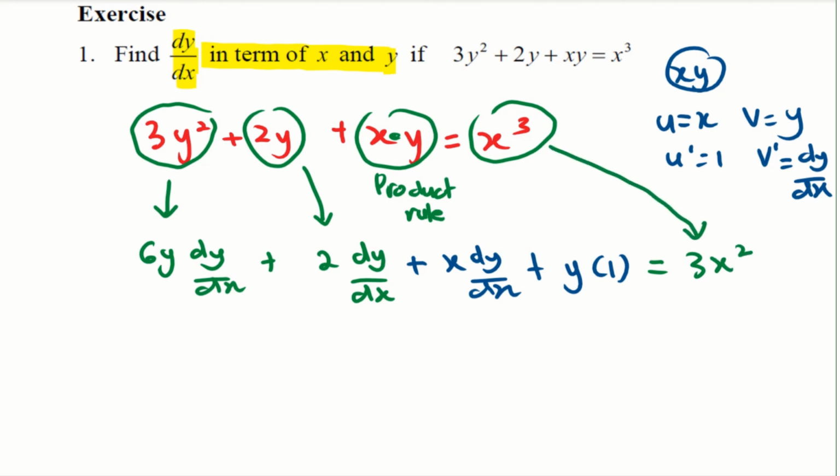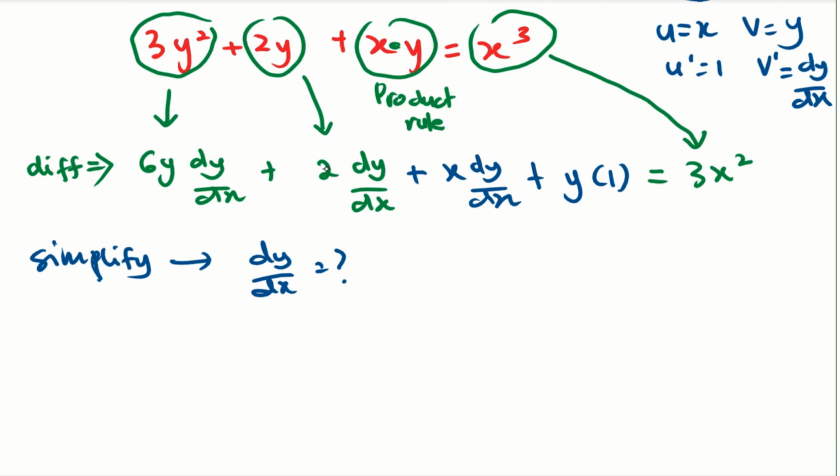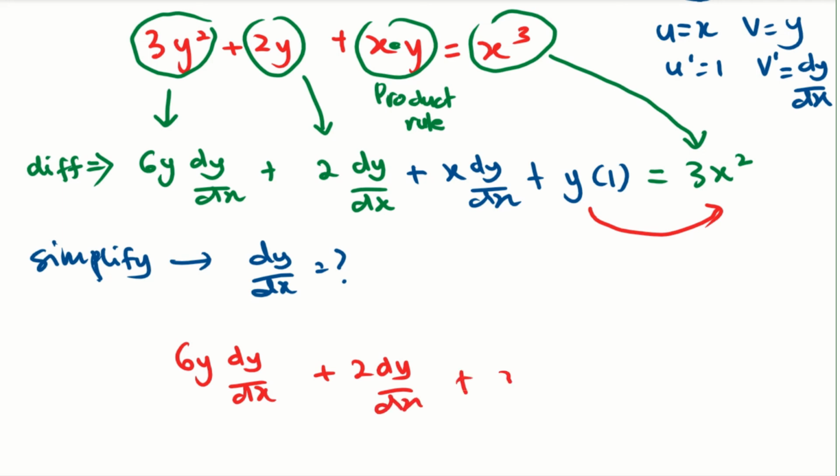So ni dah complete kita punya differentiation. Ni differentiation kita dah complete lah. So then we need to simplify until we get dy dx as a subject. Sampai kita dapat dy dx lah. Okay. So jadi kita boleh pindah dulu y ni ke sebelah kanan. So we get 6y dy dx plus 2 dy dx plus x dy dx equals to 3x square minus y.